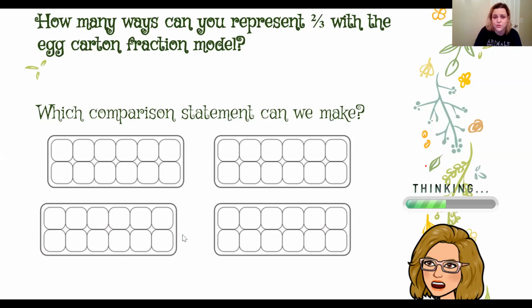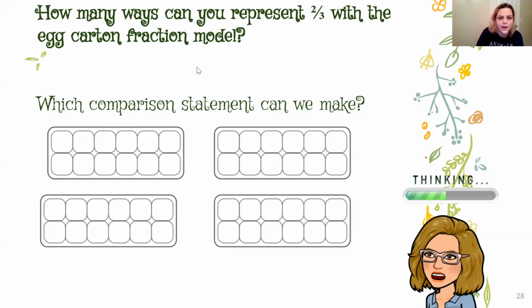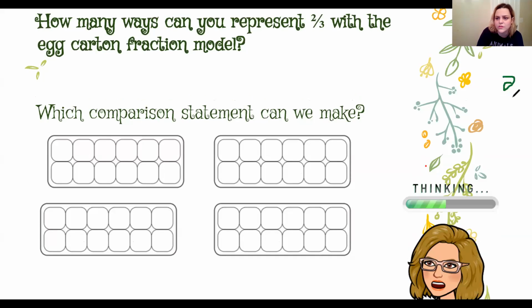Our fraction is 2/3. I'm going to grab another color. I know I need to compare. Let's get our color going. I know I'm going to represent 2/3. I'm just going to write it on the side. Okay, but wait a minute. 2/3 of this egg carton, and there's 12 eggs.